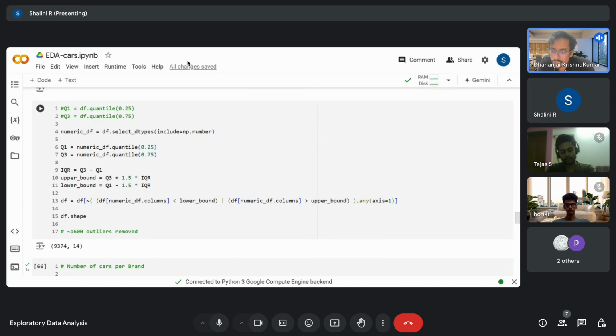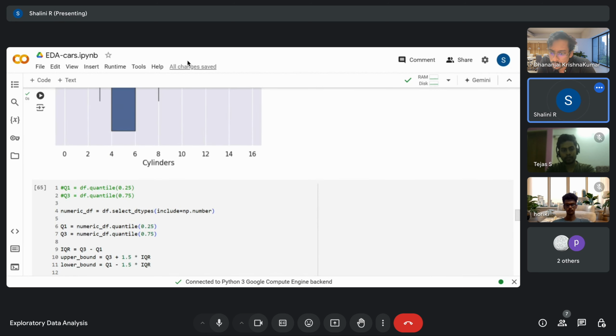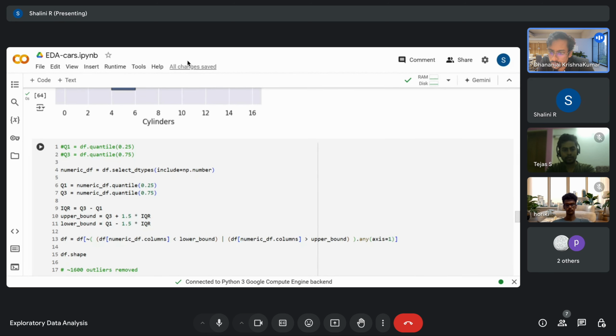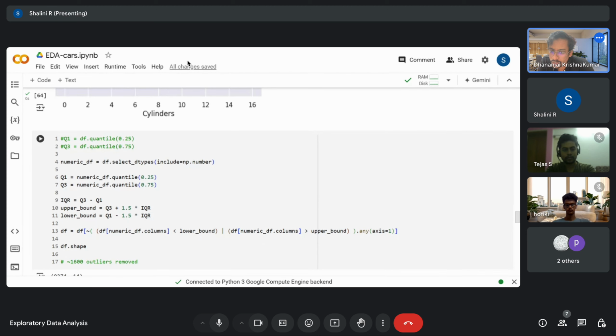Can you pause for a second? Yeah. The lower bound will be Q1. What is Q1? Q1 is the numeric data frame quantile of 0.25. I tried with this, but it was not working because it was considering string columns also. Then I found out we have to use only the numeric data frame. So out of that, I selected only the numeric columns, and then I did this.